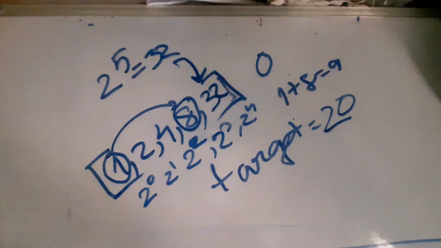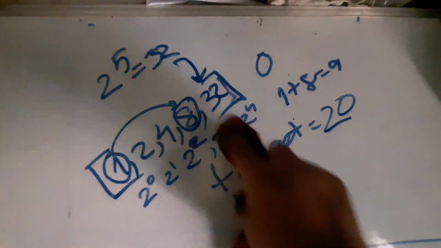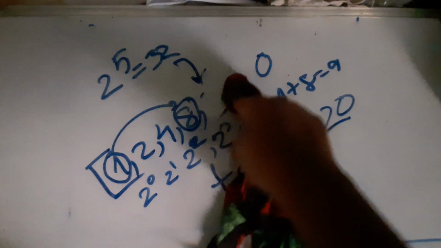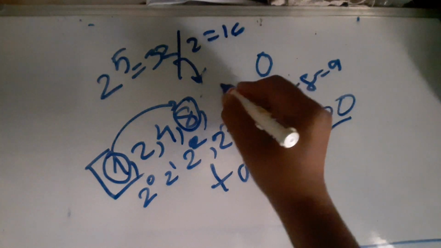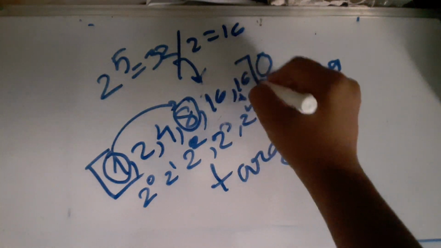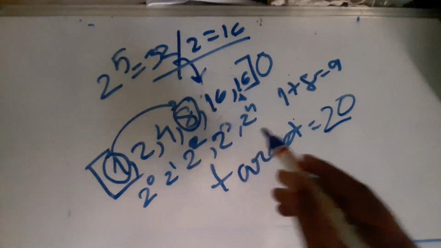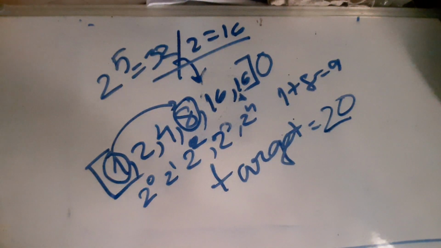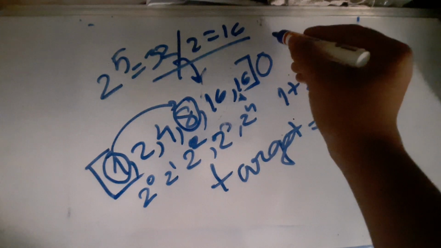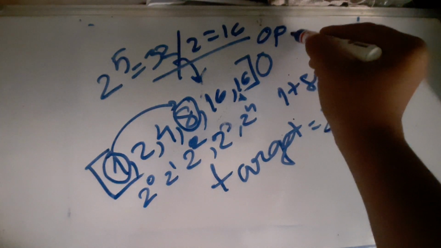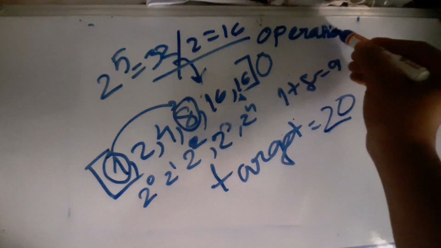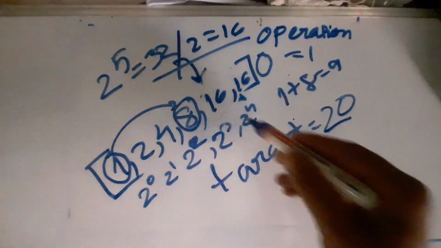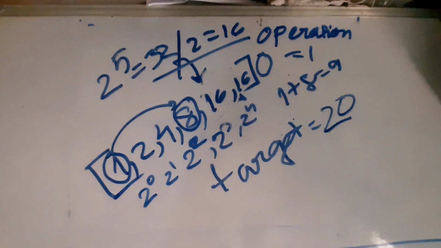Suppose there is 32. We can remove it from the array, and 32 divided by 2 equals 16, so we add two occurrences of 16 here, and this total thing is one operation. So our operation count will now be equal to 1. In one operation we are breaking 32 and adding two occurrences of 16 in the array.